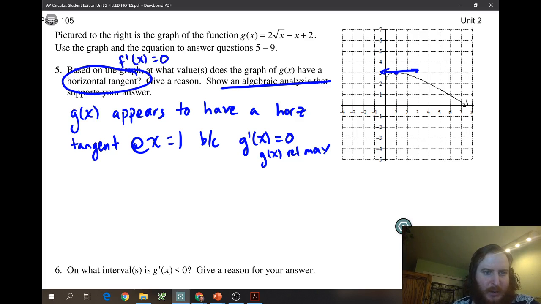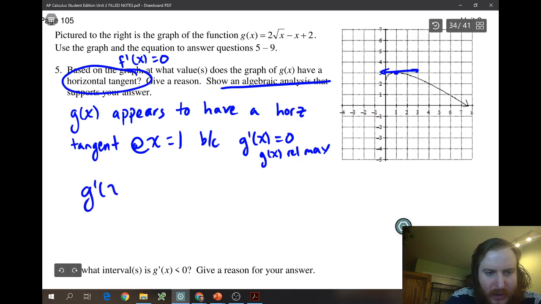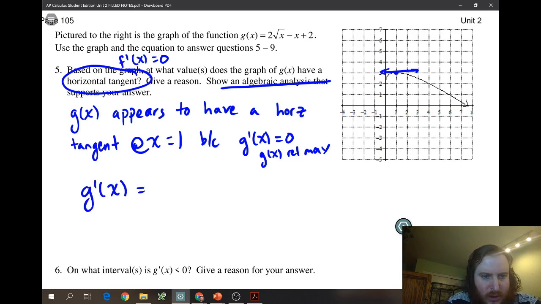On Monday's notes, we talked about horizontal tangent. We had that table of justifications. Horizontal tangent matched up with slope, f prime, being 0. So in this case, we're using g of x, but basically we know that g prime of x is going to have to be 0. So let's actually take the derivative.